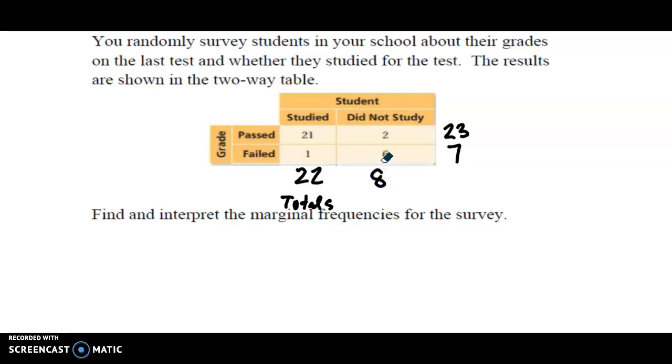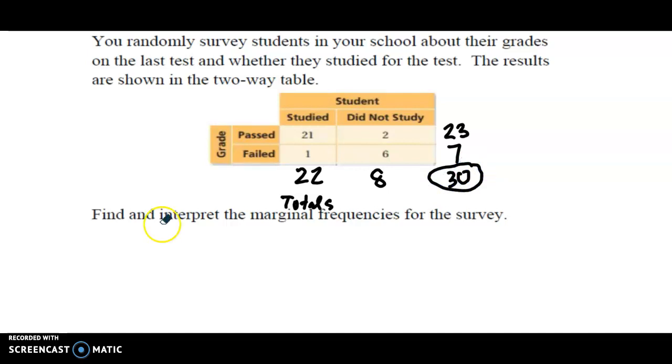There is a last one. The last one is the total amount of students that were surveyed in all. And how you get that is you add these two numbers together. So 23 plus 7 is 30. And it should match these two numbers here. So 22 plus 8 is 30. And that is the total number of people that were surveyed.